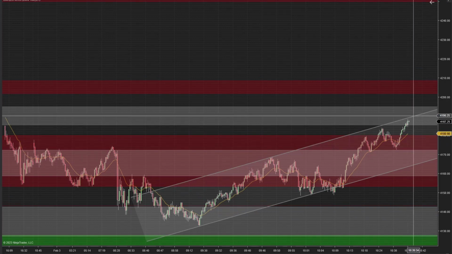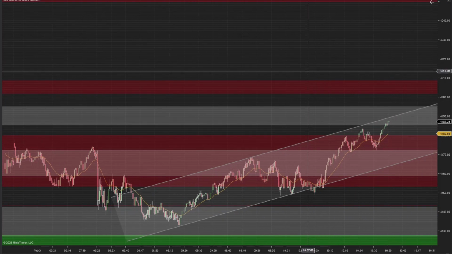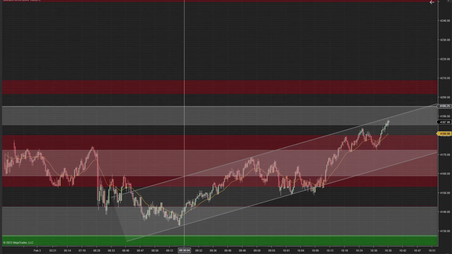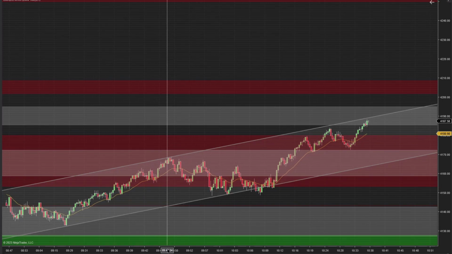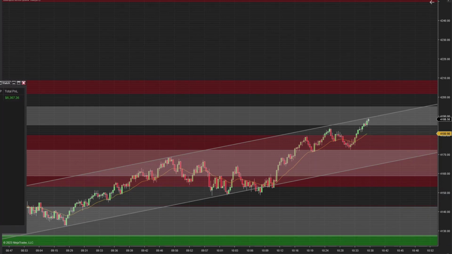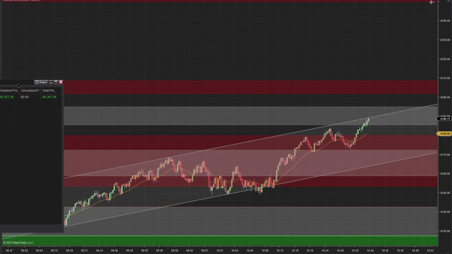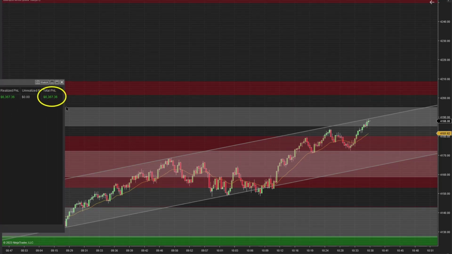Man, don't you love it when you get your runner hit? It feels so good. And then at the end, to look at how much you made on that trade, it feels even better. Look at this. Total P and L right here. $6,367. Look at this. Perfect.